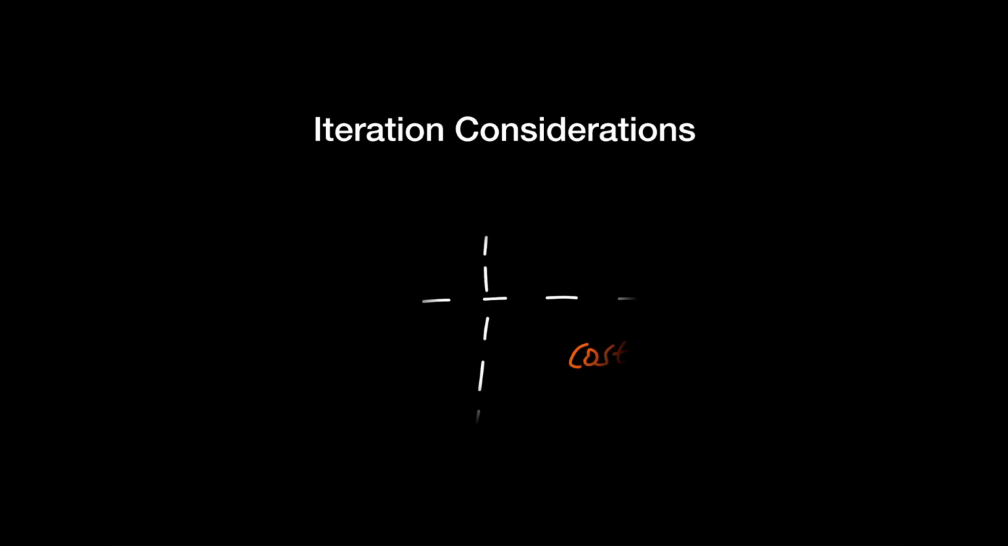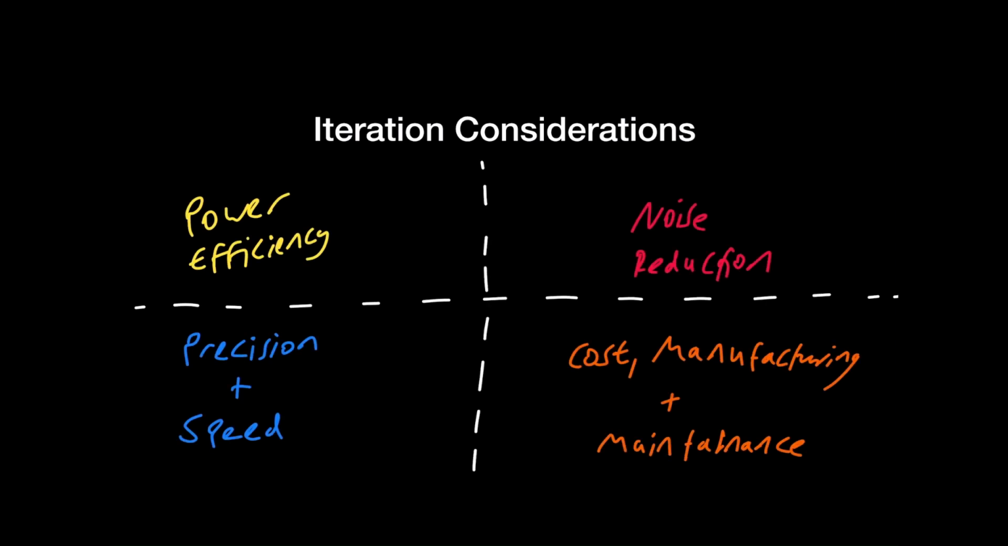Iteration is essential in engineering design. Here, some considerations are needed, such as power efficiency, noise reduction, precision and speed, and then cost, manufacturing, and maintenance. Once the design is working, more features can be implemented to refine the system further. The future of farming relies on more sustainable and efficient practices, and this smart irrigation system is just a start.